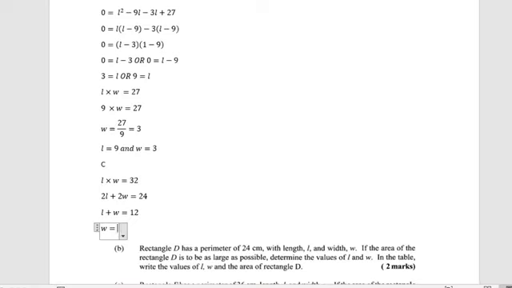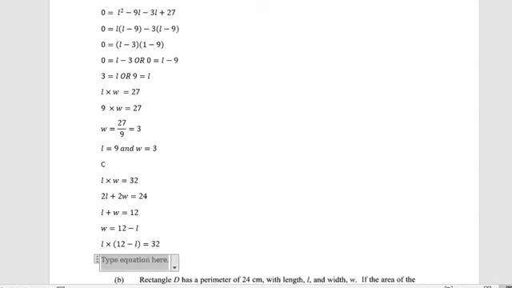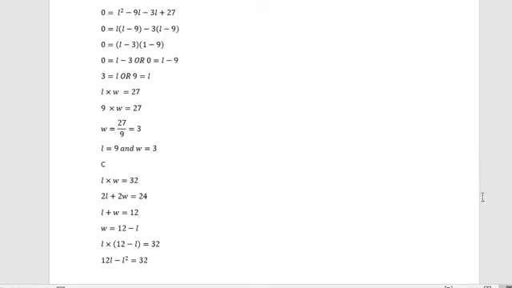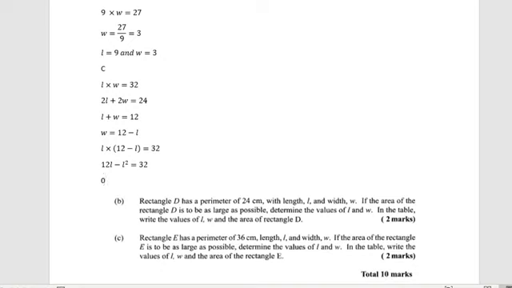So what we'll have is 12 minus L. Notice that we're substituting into equation 1, which is L multiplied by W, and we say that W is 12 minus L, and that is equal to 32. Using our distributive property, we expand. We get 12L minus L squared is equal to 32, and now solving for L, we're taking those two terms on the left hand side over to the right hand side. So what we'll get is 0 is equal to L squared minus 12L plus 32.